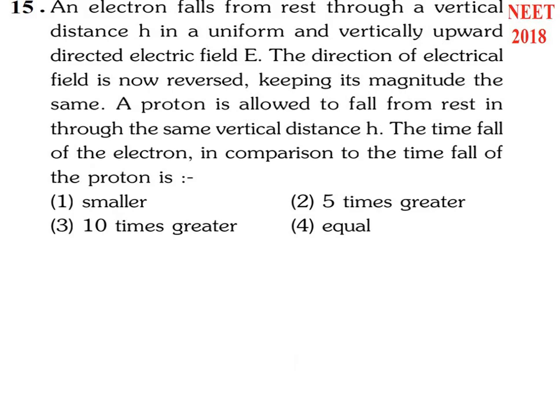Next problem. It is from NEET 2018. An electron falls from rest through a vertical distance h in a uniform and vertically upward directed electric field E. The direction of the electric field is now reversed.